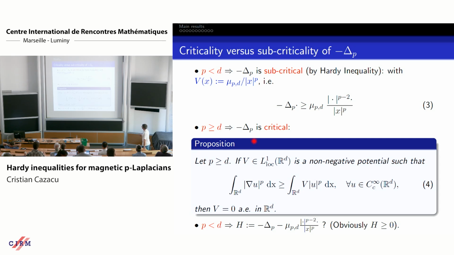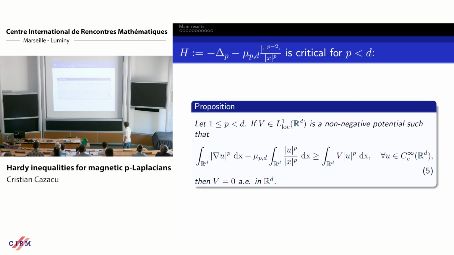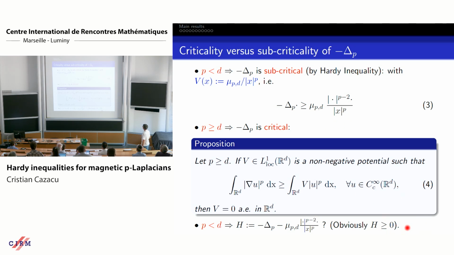Well, now we are legitimate to do what? In the case when p is less than the dimension, we can subtract from the p-Laplacian this Hardy term. We still get a non-negative operator, and we wonder if this is still critical or not. And the answer is that it's still critical. So this constant here for this Hardy type operator is optimal. So this inequality cannot be improved when p is less than the dimension.